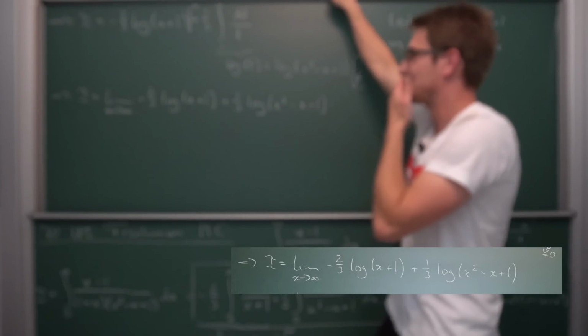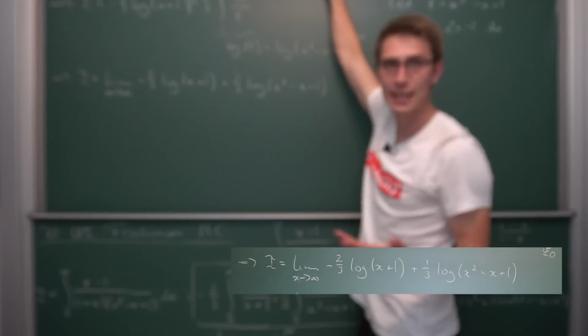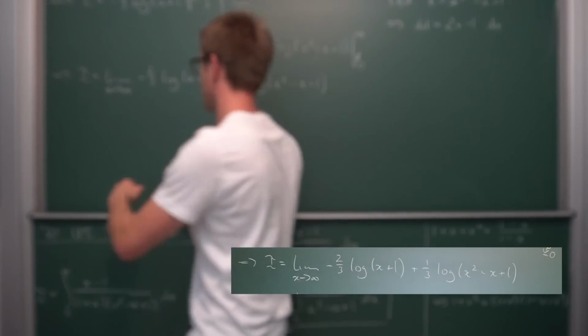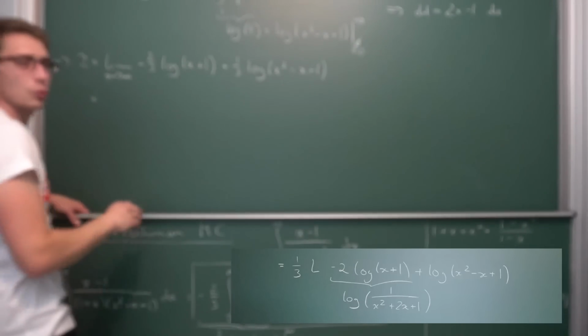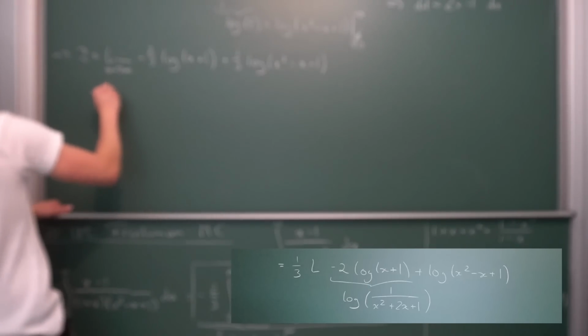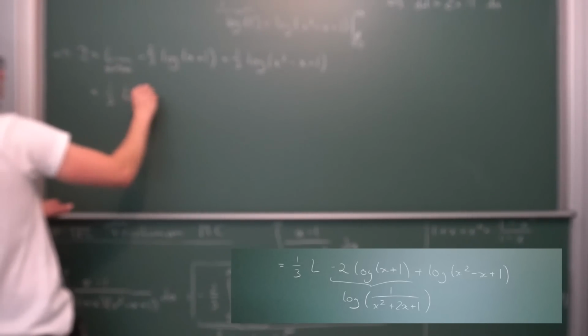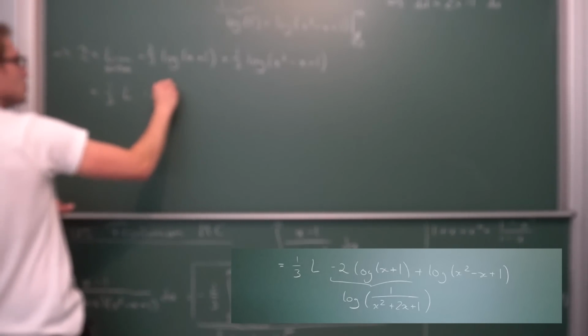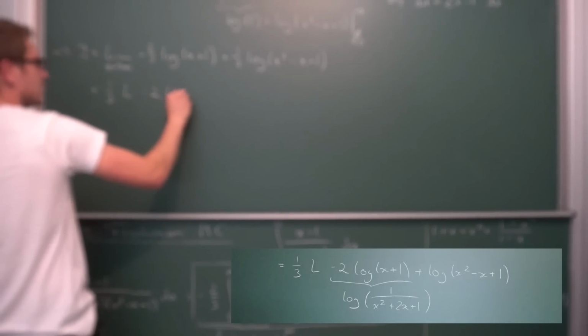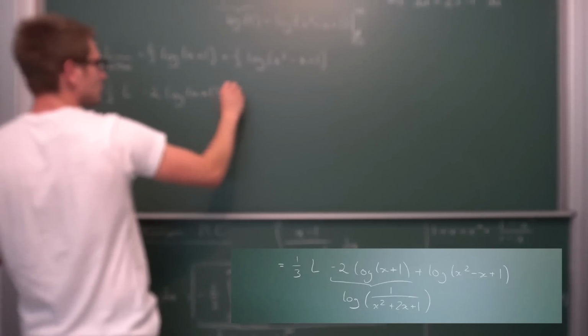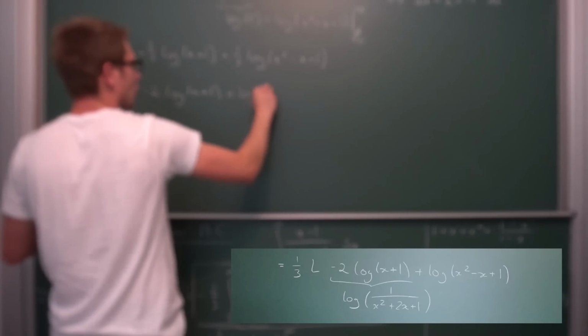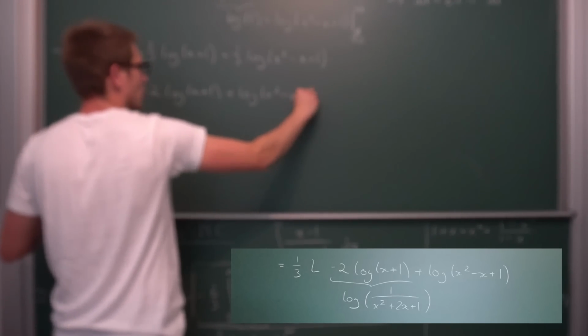Now, is there anything else we can do? I mean, 1/3 is once again a common factor, just as before. We can bring it to the front of our limit. I'm going to denote the limit as capital L now to make it easier. So 1/3, the limit of. Now we are going to get negative 2 times the natural log of x plus 1 plus the log of x squared minus x plus 1.